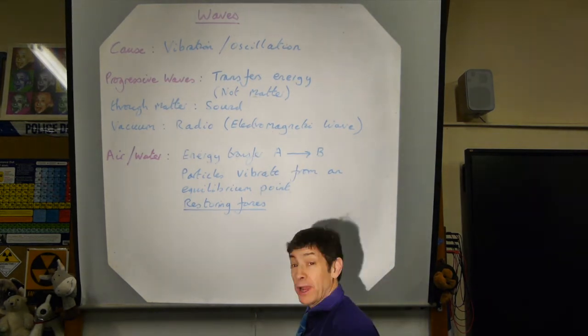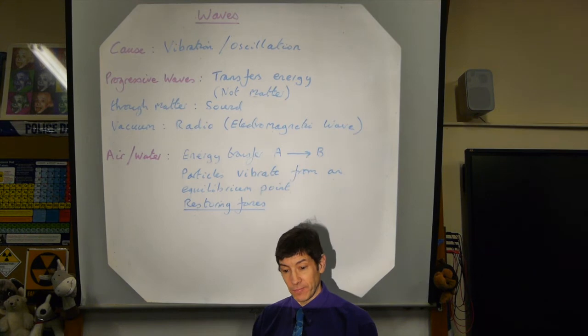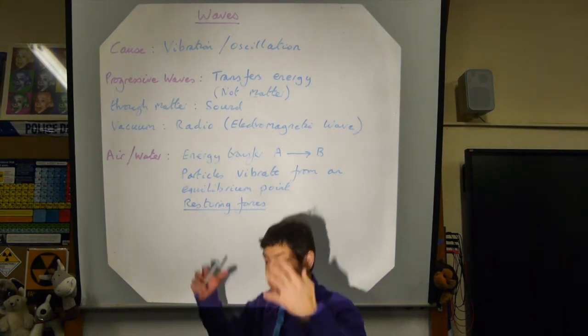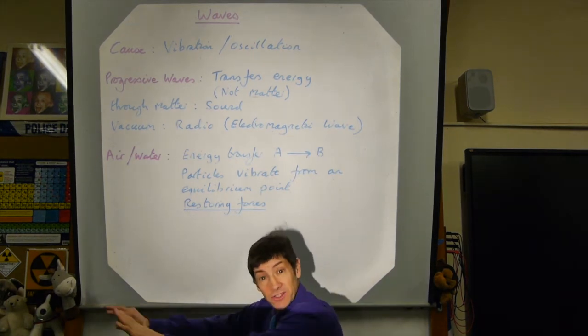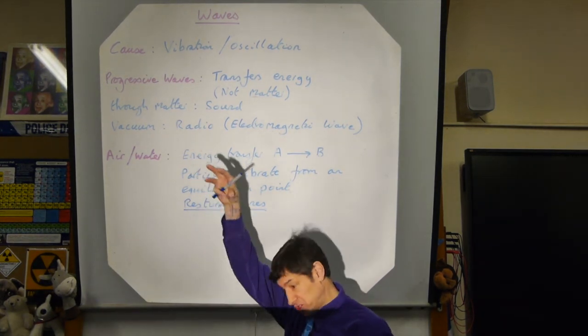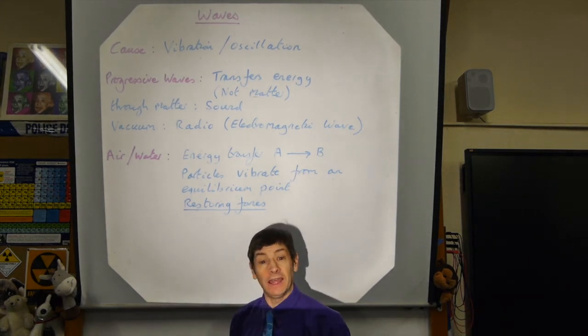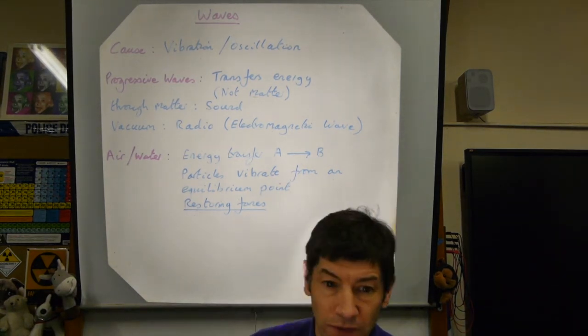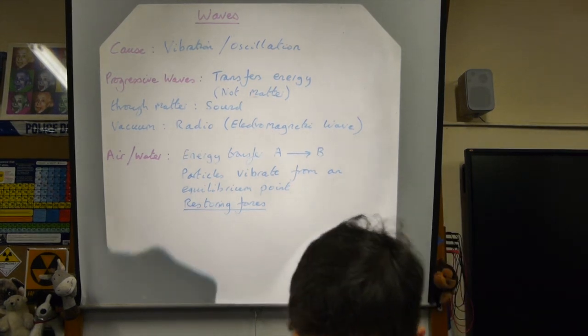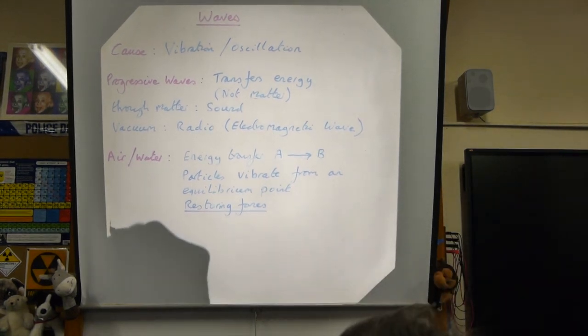So let's look at transverse vibrations firstly. They're the ones I always think of as water waves, where you bounce up and down and the wave goes out at 90 degrees. You drop a stone into a pond and the ripples go out in circles at 90 degrees. So the first one that you need to know is the transverse wave.